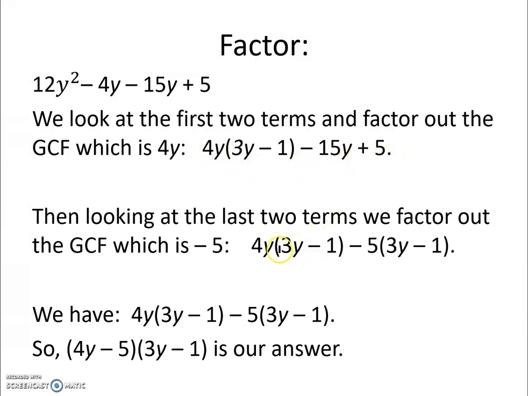Then looking at the last two terms, we factor out the greatest common factor, which is a negative 5, and it goes right here. And when we take a negative 5 out from this negative 15y, we find it's 3y. And we take a negative 5 away from this positive 5, we have to put a negative 1. Again, the common factor here is 3y minus 1, which is here. And we have 4y minus 5, which goes here. So our answer is the quantity 4y minus 5 times the quantity 3y minus 1.